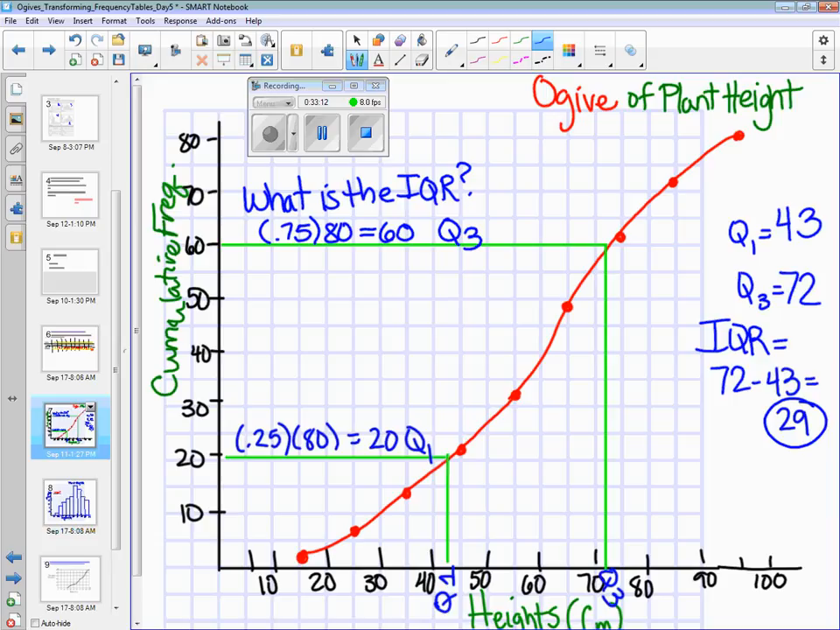Could you tell me what the median was? What would you do? 50%. I'm not going to go to 50. I'm not looking for the number 50 over here. These aren't percentages. What's 50% of 80? 40. So I would go to 40, and that would be the median.